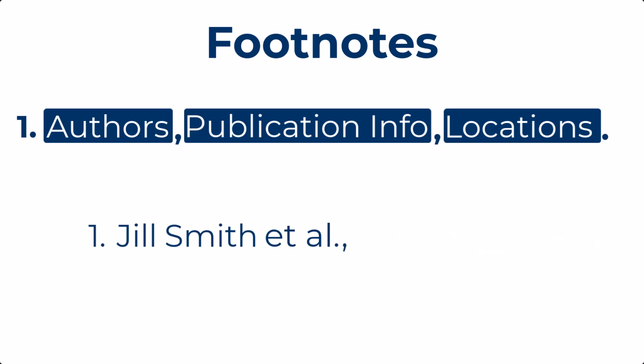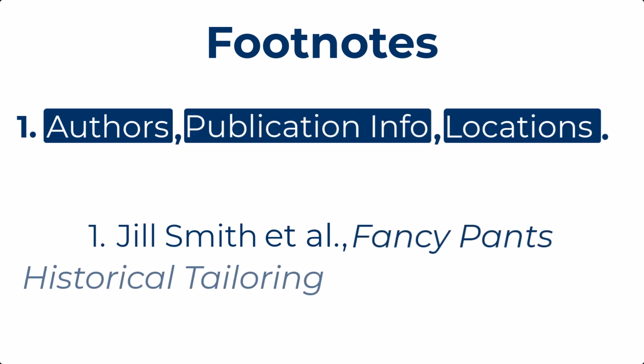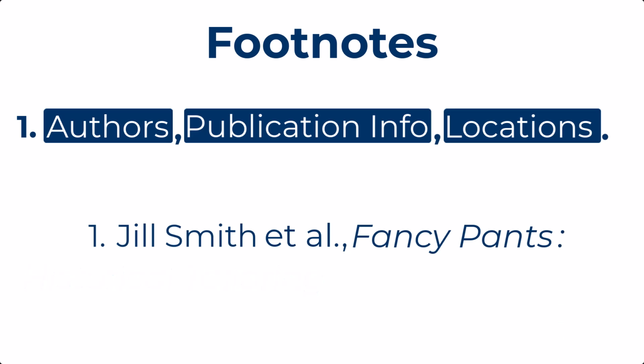Now add a comma to separate the author section from the publication section. The publication section begins with the book's title in italics. If there's a subtitle, separate it from the main title with a colon. If there isn't a subtitle, just skip the colon completely. The rest of the publication section is enclosed in parentheses, so open parentheses after the title.